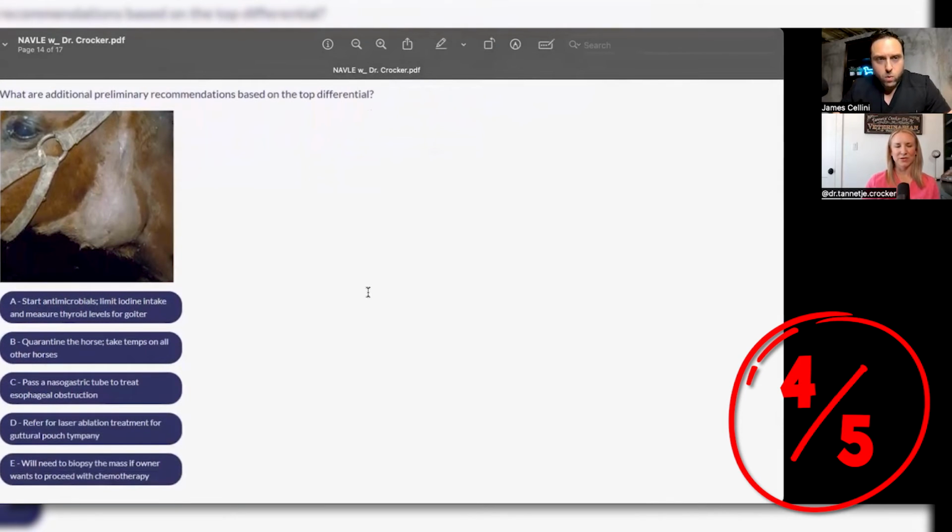You see a picture of a horse with large swelling under its jaw, TMJ region. What are the additional preliminary recommendations based off what you think this is? A, start antimicrobials, limit iodine intake, measure thyroid, check for goiter. B, quarantine the horse and take temperatures on all the other horses. C, pass a nasogastric tube to treat esophageal obstruction. D, refer for laser ablation treatment for guttural pouch tympany. E, we'll need to biopsy the mass if the owner wants to proceed with chemotherapy.